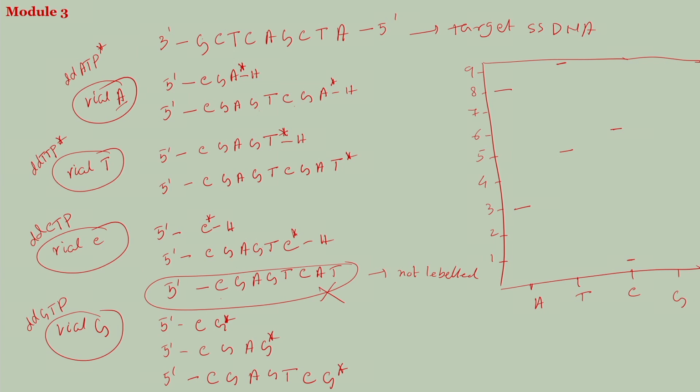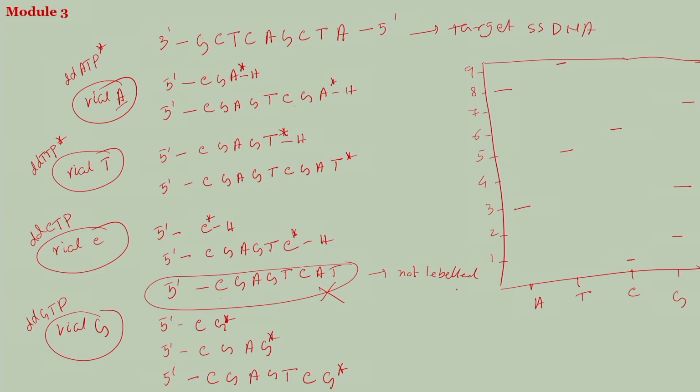the vial G, 1, 2, 1, 2, 3, 4, 1, 2, 3, 4, 5, 6, 7. So, at the length of 7. Now, do we have all the lengths? This is first, second, third, fourth, fifth, sixth, seventh, eighth and ninth.